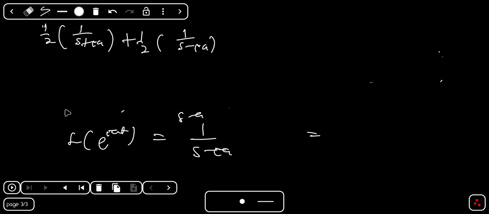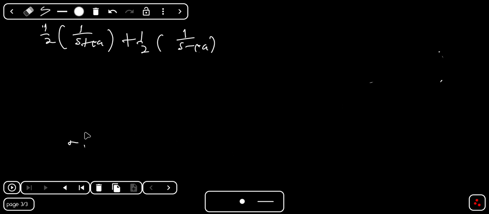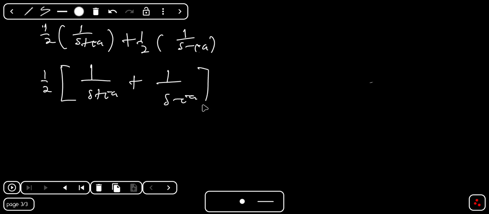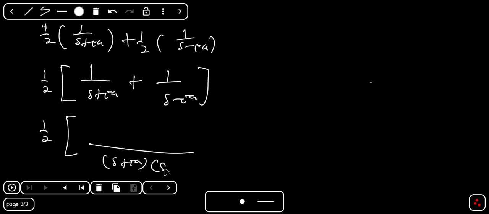Okay, so we are getting there. It's not hard anymore. So we can factor out 1 over 2, that will be 1 over 2 into bracket 1 over s plus ia, plus 1 over s minus ia. The LCM here will be s plus ia multiplied by s minus ia. So we're going to have s minus ia, plus s plus ia.